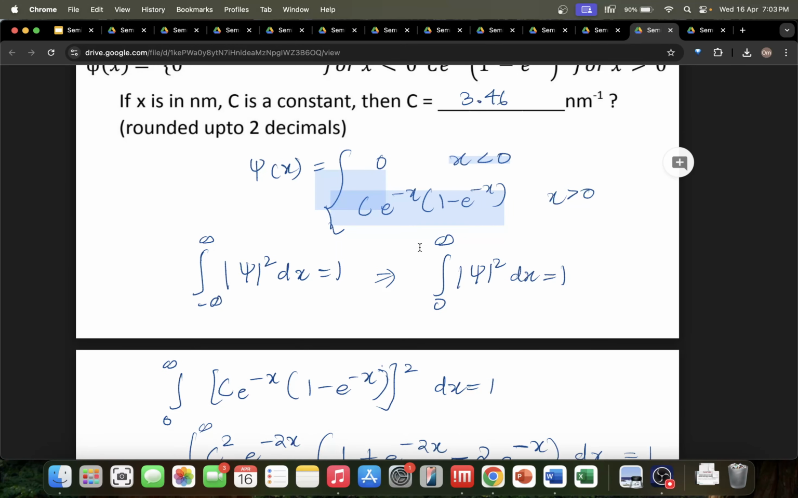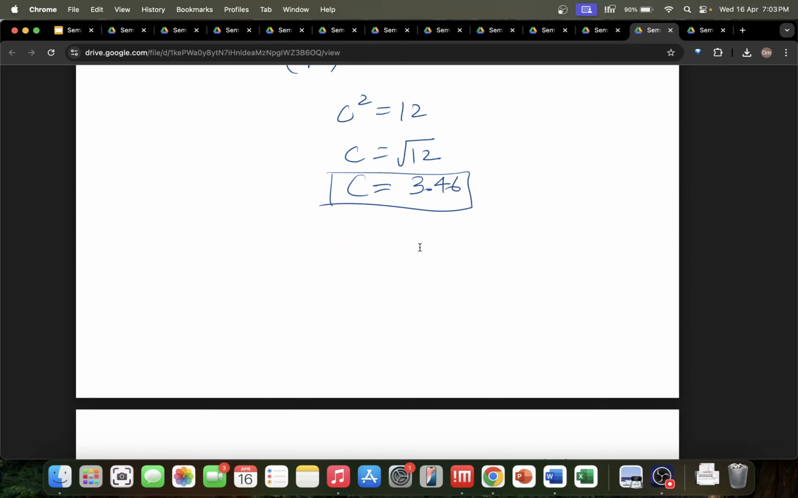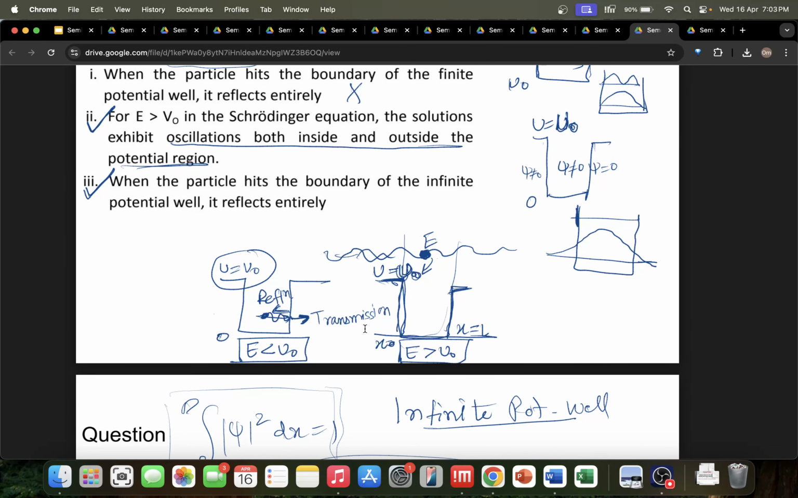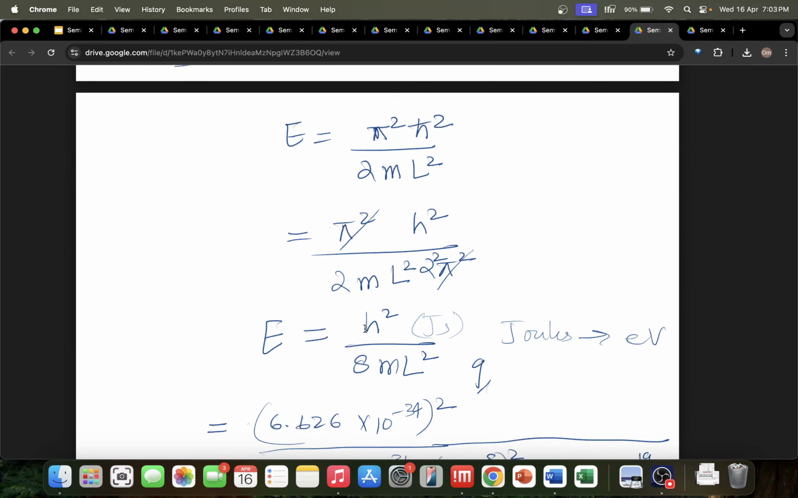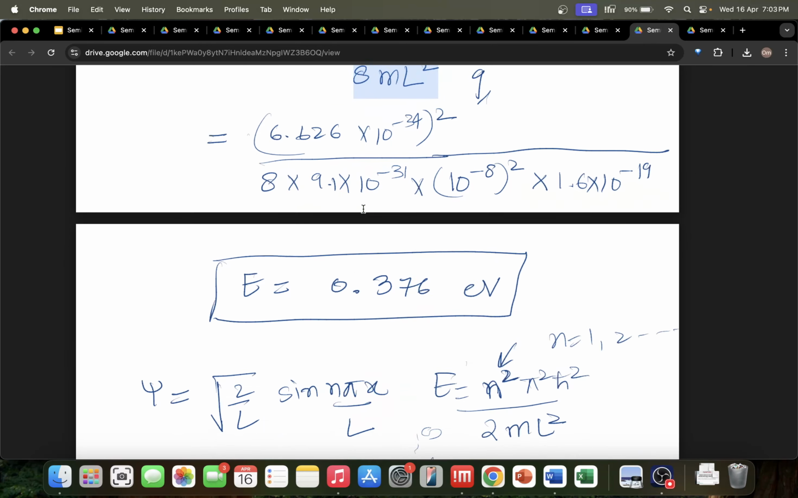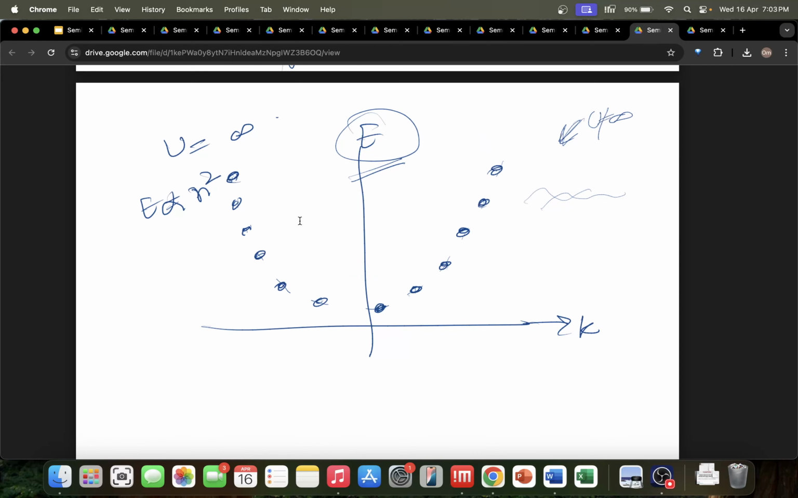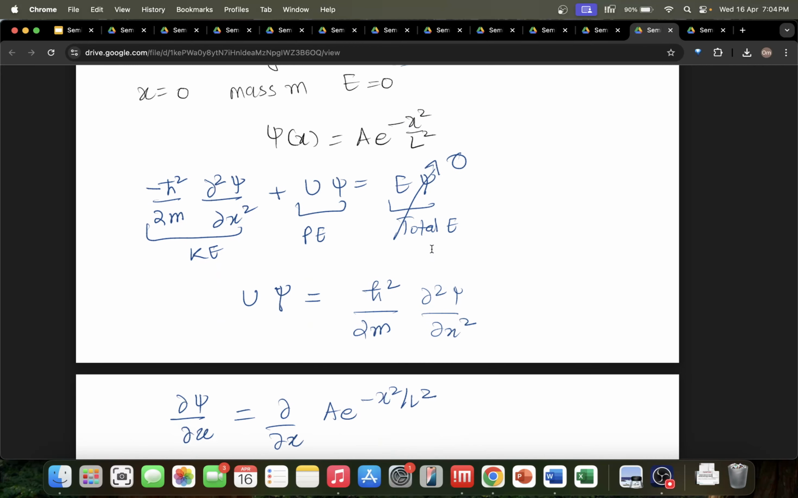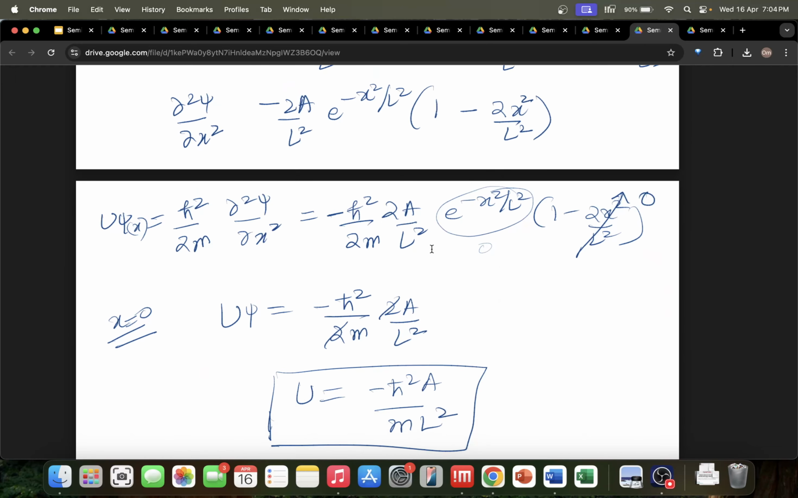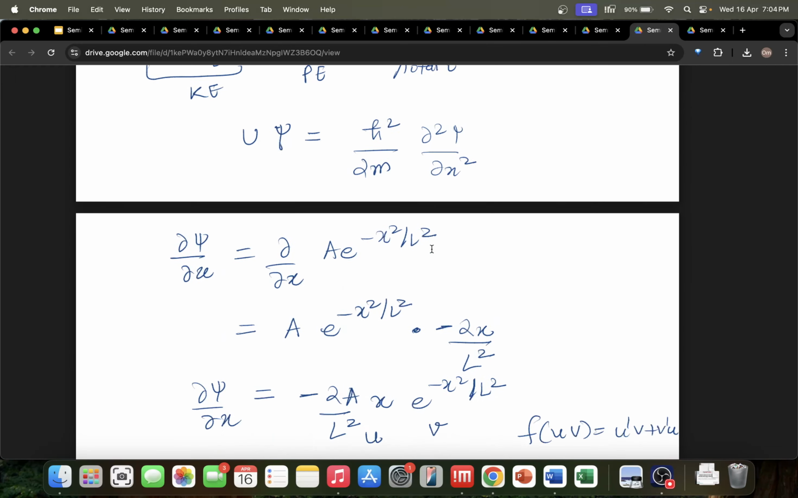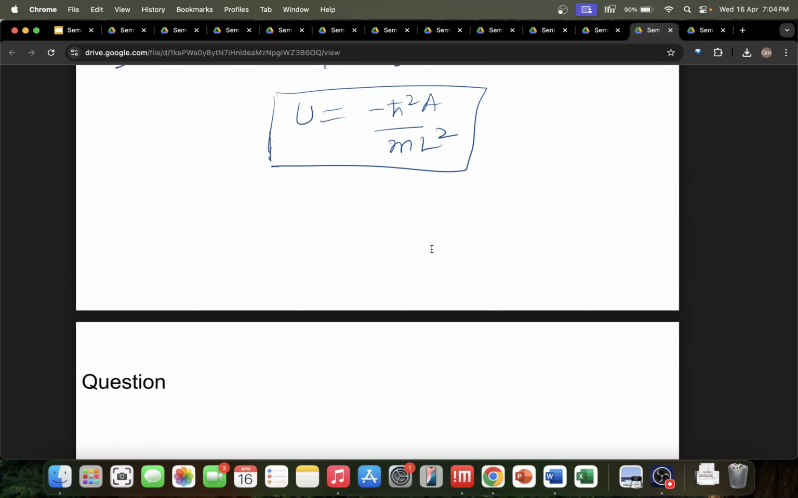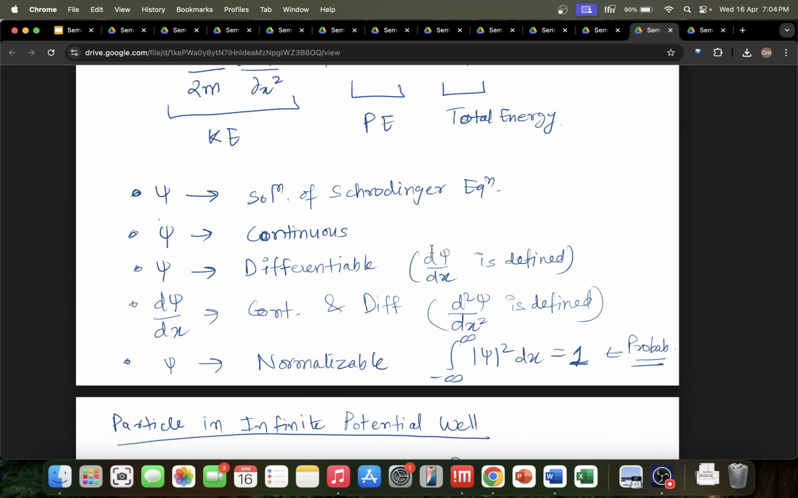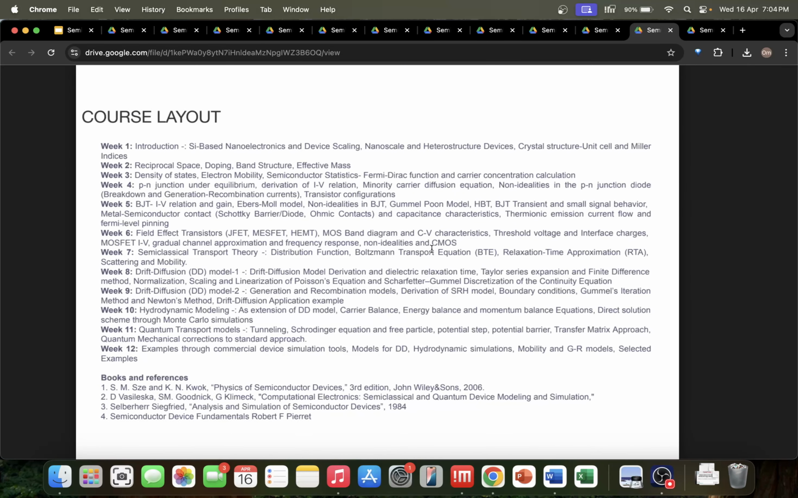Again, more questions on normalization condition, transmission related questions, energy related questions, the discretization of energy, determining potential energy of magnetic energy for different conditions. So this is an extremely important lesson. That is the foundation of semiconductors.